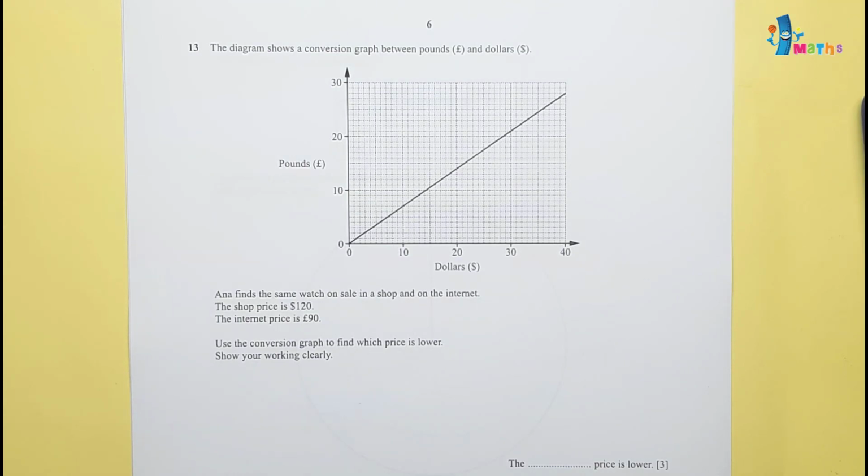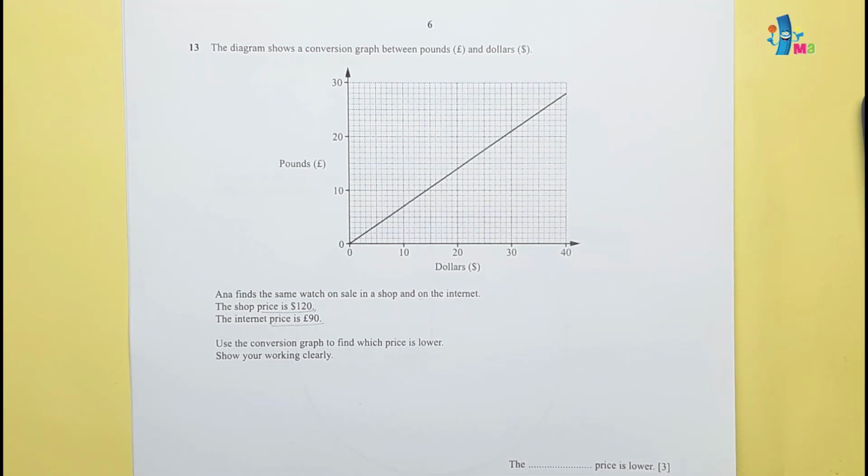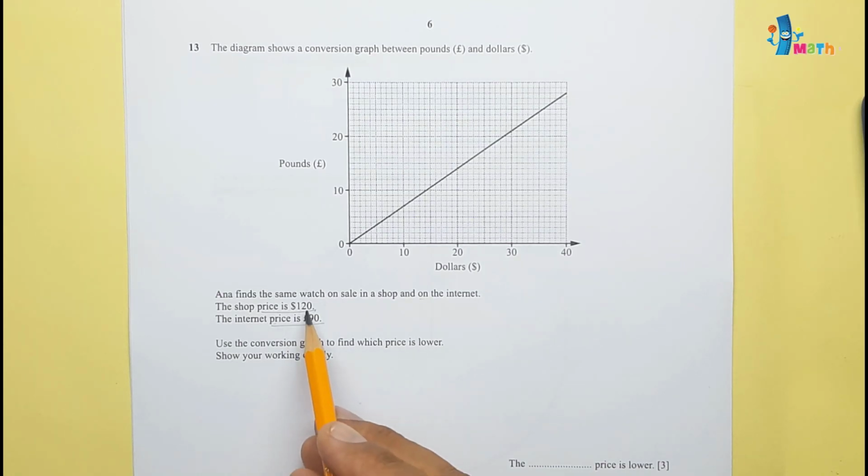Now question number 13. The diagram shows a conversion graph between pounds and dollars. Anna finds the same watch on sale in a shop and on the internet. The shop price is this one, and the price on the internet is 90 pounds. Use the conversion graph to find which price is lower. Show your working clearly. So $40, we will be checking $40 will be how much.